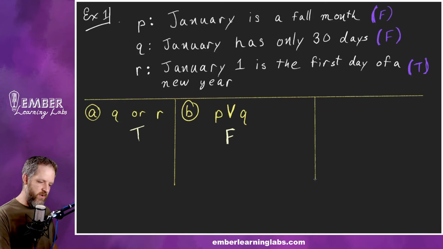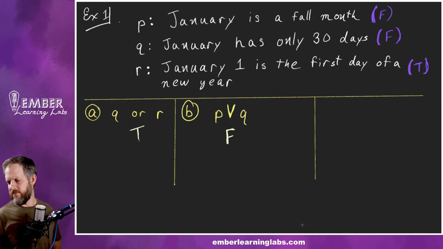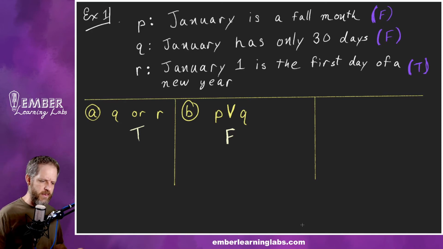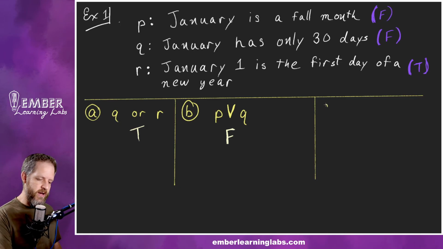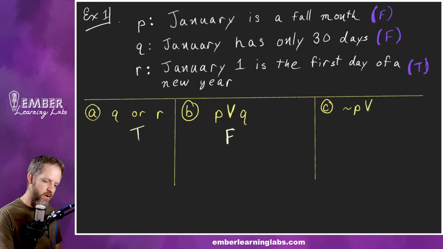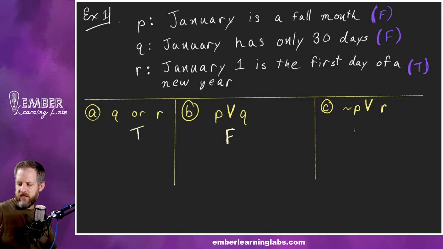Let's do one more from these examples, and then we're going to do another, basically writing a truth table, a more complicated truth table. We'll show you in a minute. All right. So example C, or part C of example 1, I suppose, is we're going to write not P or R. Right? Makes sense? Okay.